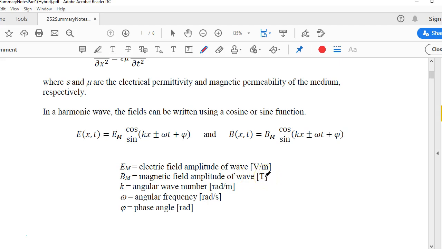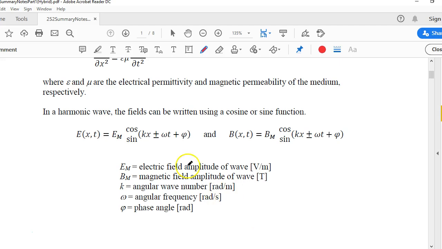SI units Tesla. K, right here, we call that the angular wave number. And it would have units of angle per length. So SI would be radians per meter. We'll relate that to something called the wavelength in just a few seconds, okay? Omega is the angular frequency in radians per second. And then the phi, that we call just a generic phase angle.